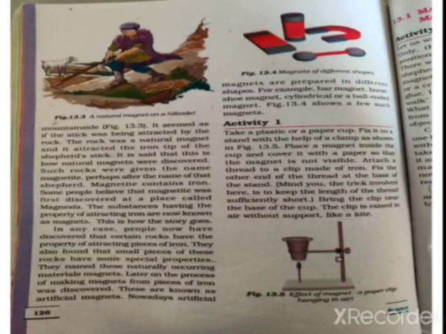People discovered that certain rocks have the property of attracting pieces of iron, and they also found that small pieces of these rocks have some special properties. So they named these naturally occurring materials magnets, and later on the process of making magnets from pieces of iron was discovered, and these are known as artificial magnets. Magnets are prepared in different shapes, for example bar magnet, horseshoe magnet, cylindrical magnet, and ball ended magnet.